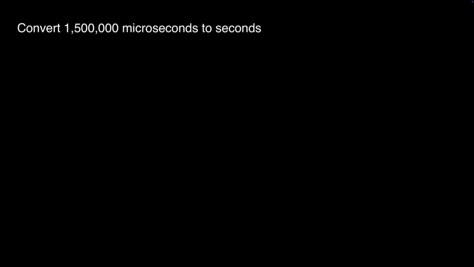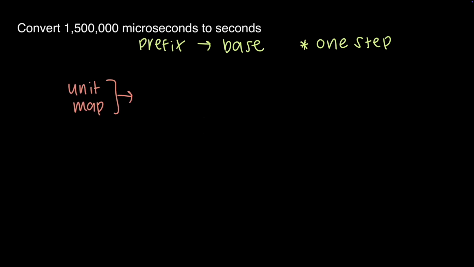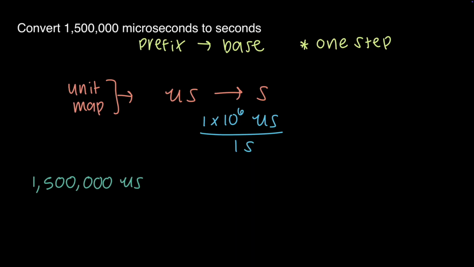For this question, we are converting 1,500,000 microseconds to seconds. We are starting with microseconds, which is a prefix unit, and we are converting to seconds, which is the base unit. This will be one conversion from microseconds to seconds. So on our unit map, we write microseconds to seconds, and the conversion factor will be 1 second for every 1 times 10 to the 6 microseconds. We start with 1,500,000 microseconds over 1.